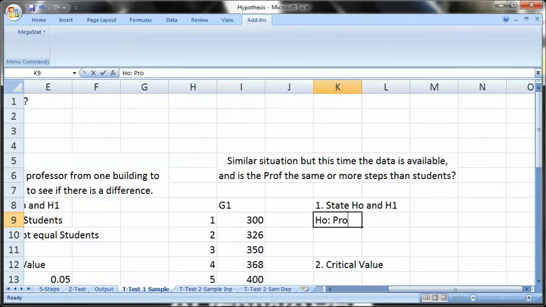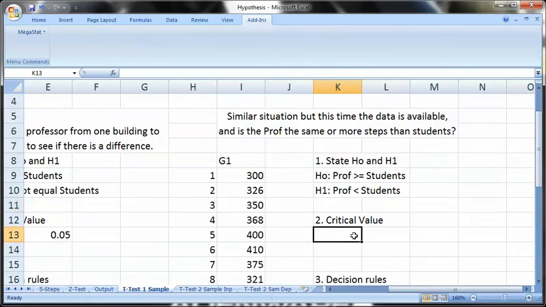So the professor is greater than or equal to the students. The alternative, professor is less than the students. Or in other words, the students take more steps for the alternative, the null, the professor takes more steps.